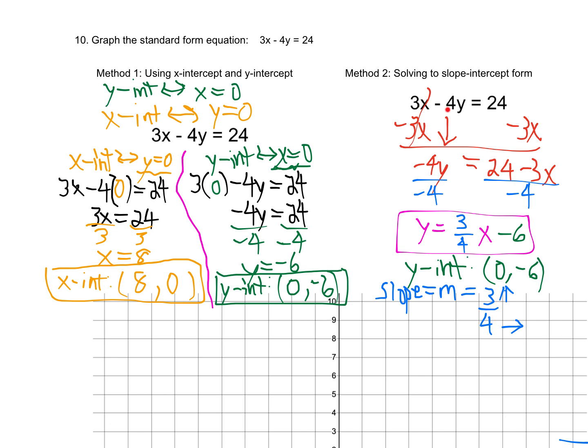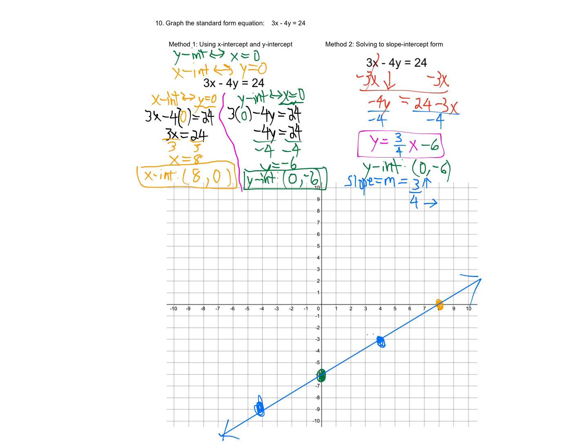We have 3x minus 4y equals 24. I subtract the 3x from both sides. In front of the 4y is a negative, so it's negative 4y equals 24 minus 3x. Divide by the number in front of y, so I'm dividing both sides by negative 4. This gives me negative 3 divided by negative 4 is a positive 3 over 4, so the x. 24 divided by negative 4 is negative 6, so it's y equals 3 over 4x minus 6.